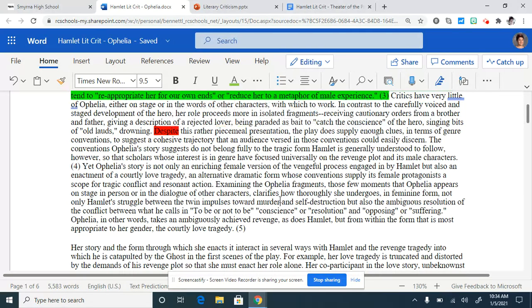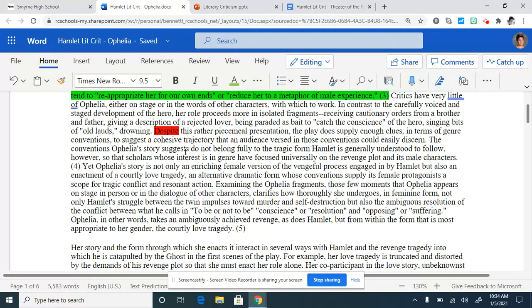"Despite this rather piecemeal presentation, the play does supply enough clues in terms of genre conventions to suggest a cohesive trajectory that an audience versed in those conventions could easily discern." So she says, despite the fact that there's not much, there is enough.